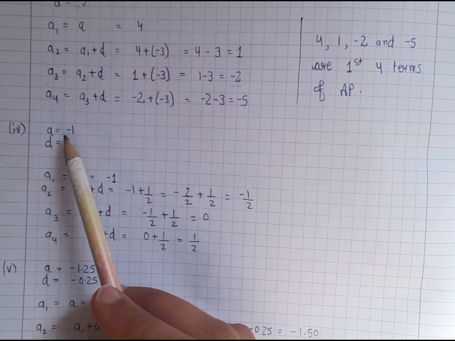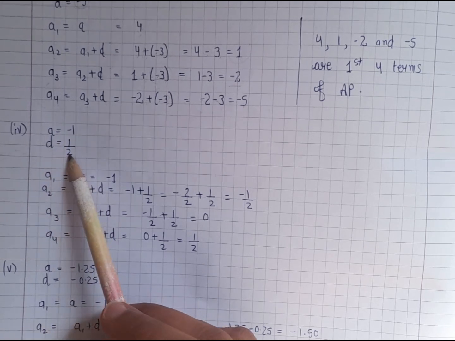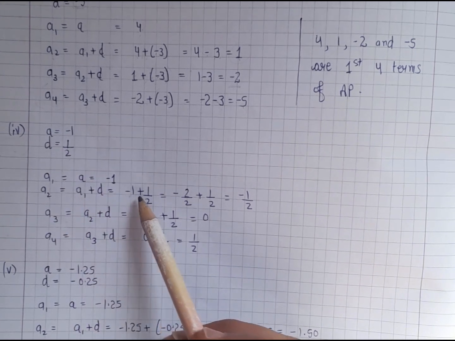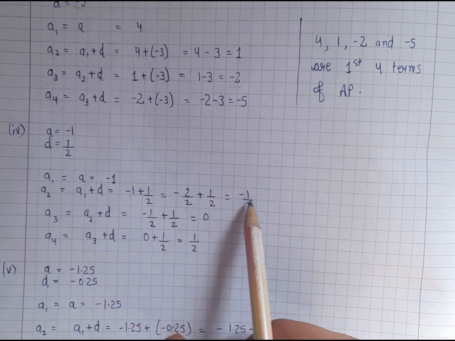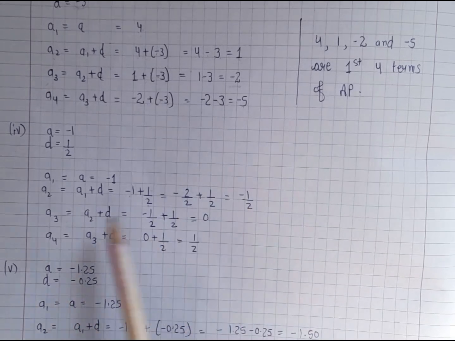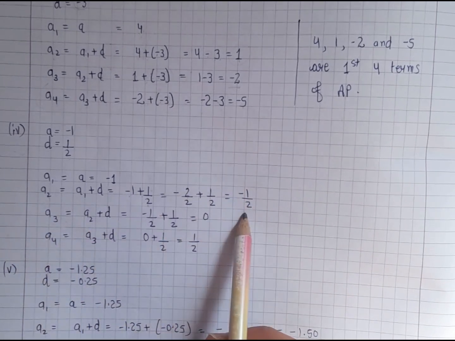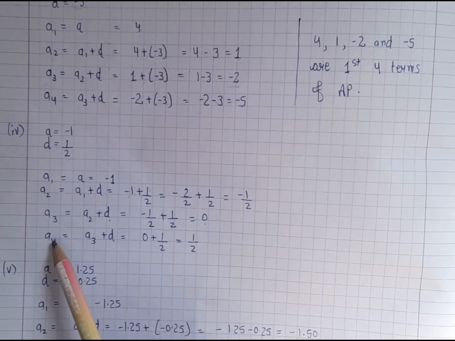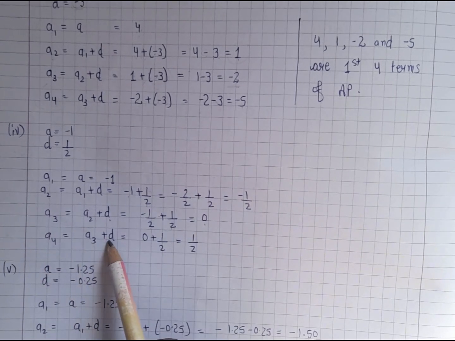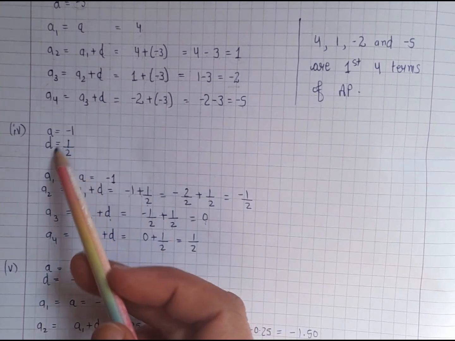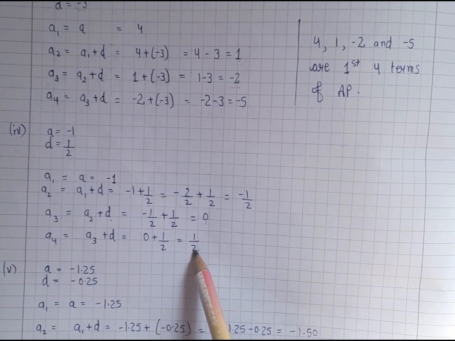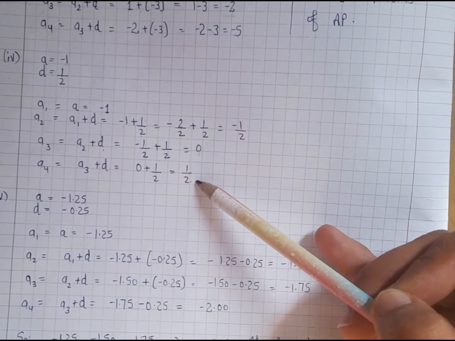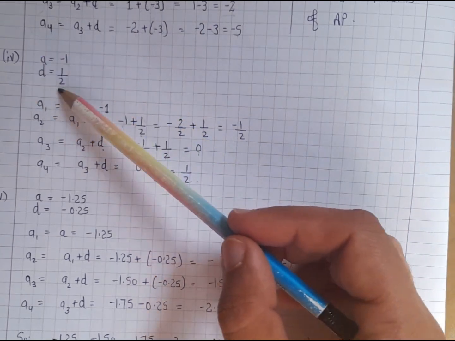Fourth part, A equals minus 1, D equals 1 upon 2. So the first term is minus 1. The second term equals the first term plus the difference. After taking LCM, we have A2 equals minus 1 upon 2. The third term equals the second term plus the difference. Minus 1 upon 2 plus 1 upon 2 equals 0. The fourth term equals the third term plus D. That is 0 plus 1 upon 2 equals 1 upon 2. So minus 1, minus 1 upon 2, 0 and 1 upon 2 are the first four terms of the given AP.